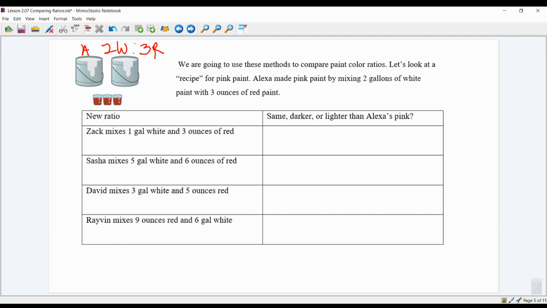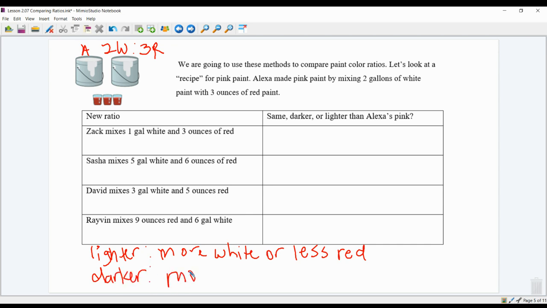And what I want to do first is I want to put like a little answer key here at the bottom. It's going to be lighter paint than Alexa's if it has more white or less red, right? So this is paint color. It will be lighter if you do either one of those things. Now, it would be darker, right, which is just the opposite if there's going to be more red or less white. So that's what we're using as a comparison.